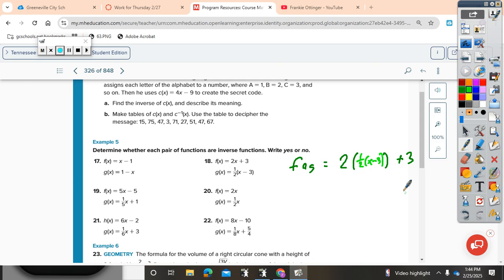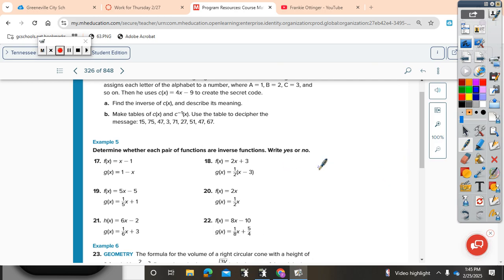Now, if I simplify this, and there's several ways, we could distribute the 1/2 and then distribute the 2, but also you're basically distributing a 1/2 and a 2, and those will go away, and that will leave you with x minus 3 plus 3. And what is x minus 3 plus 3 but x? So when I do f composed with g, I do get x.